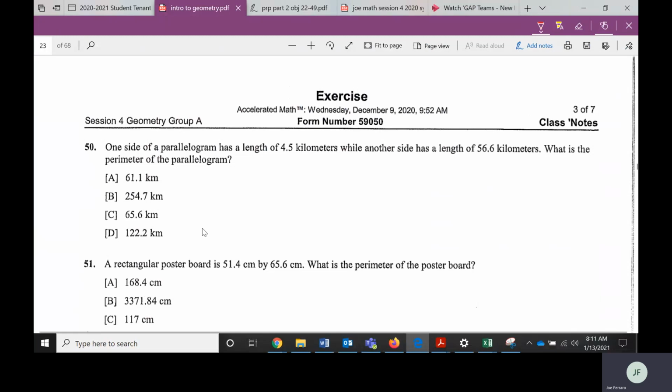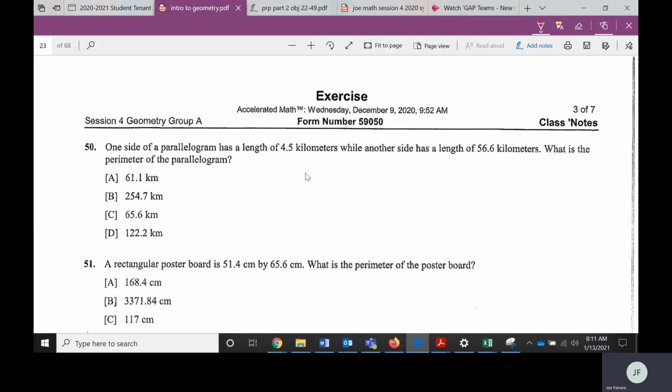Okay, again, if I'm going too fast, hit pause, find the problem I'm talking about. I'm not gonna do this whole problem, but I'm just gonna show you how this problem will look like the one we just did. It says one side of a parallelogram has a length of 4.5 kilometers, while another side has a length of 56.6. What is the perimeter of the parallelogram?